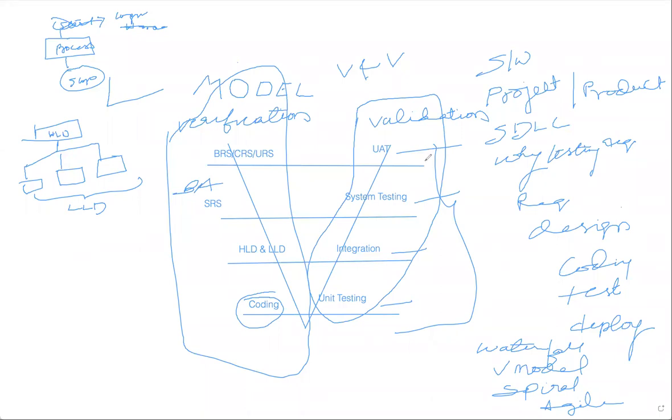The first level of testing is unit testing. Unit testing is also called what type of testing? Who will do this white box testing? Developers. Very good. So unit testing is also known as the white box testing technique.